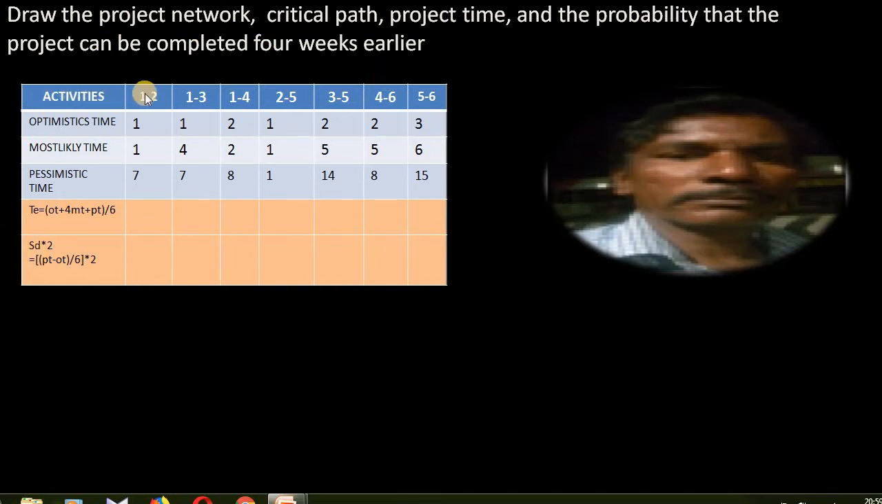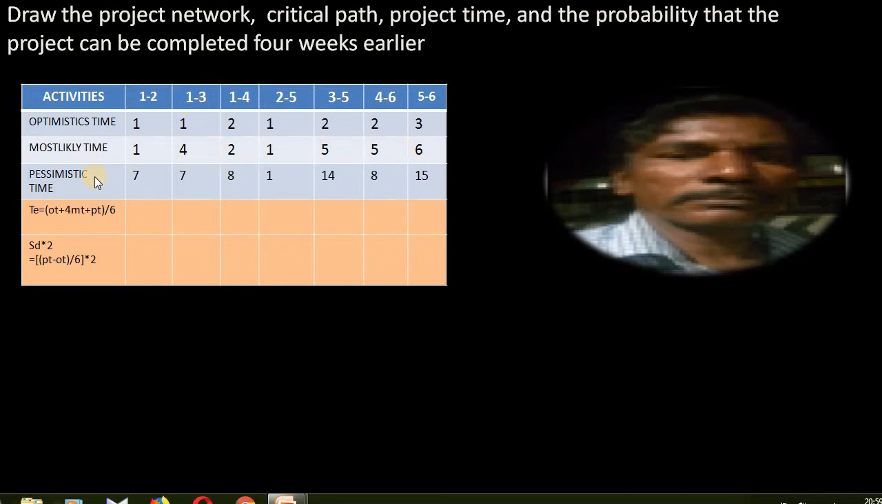There are activities 1 to 2, 1 to 3, 1 to 4, 2 to 5, 3 to 5, 4 to 6, and 5 to 6. These are the activities. The optimistic time for the first activity is, for example, 1 week, for the second activity 2 weeks, for the next 1 week, like that. Most likely time is the normal time in which the activities can be finished. That is 1 week for the first activity, 4 weeks for the second activity, like that.